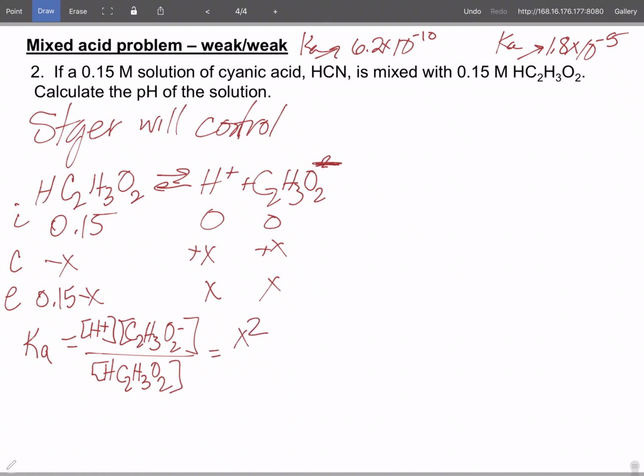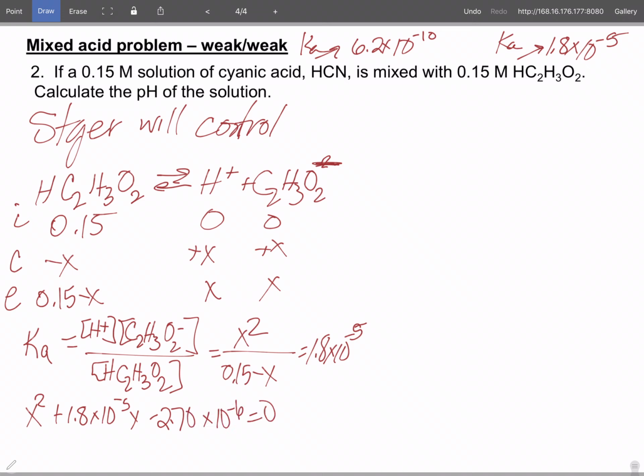It is equal to x squared divided by 0.15 minus x, which is all equal to 1.8 times 10 to the minus 5. So we end up with x squared plus 1.8 times 10 to the minus 5 x minus 2.70 times 10 to the minus 6 equal to 0. So x comes out equal to 0.001634, which is the H plus concentration, which means the pH comes out equal to 2.79.